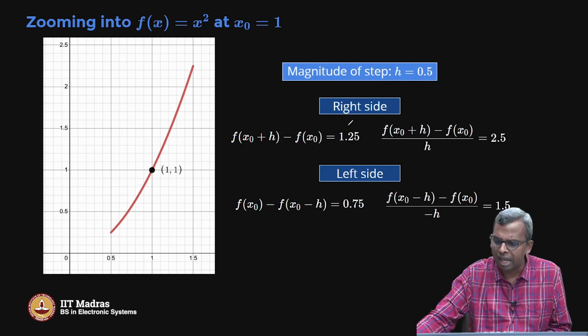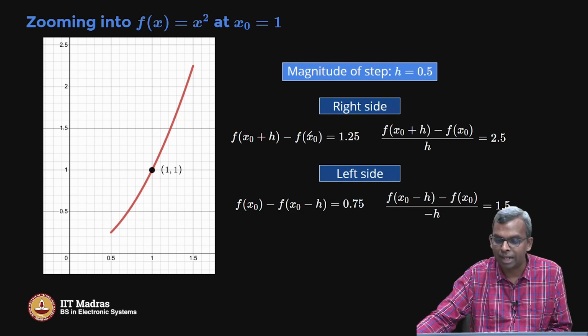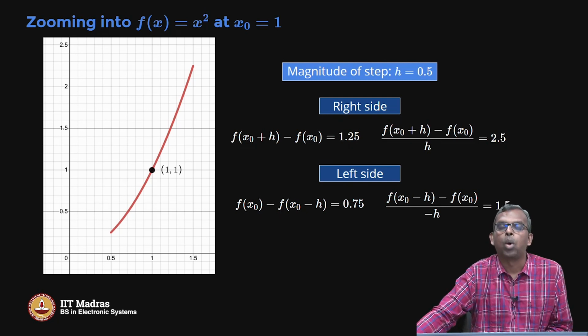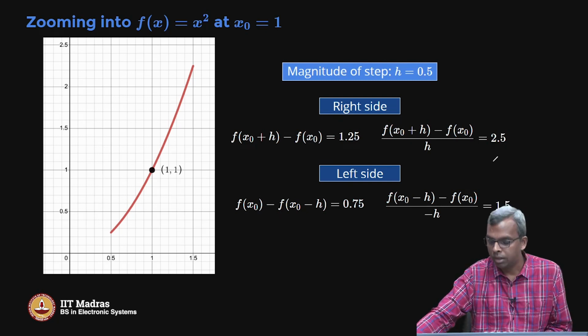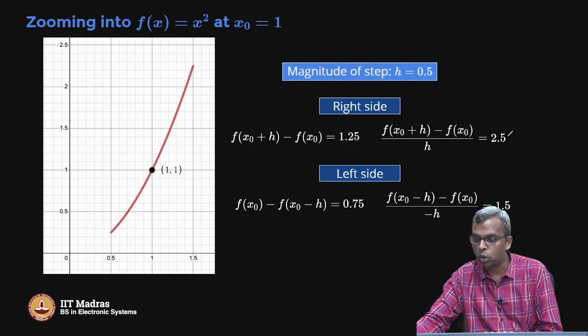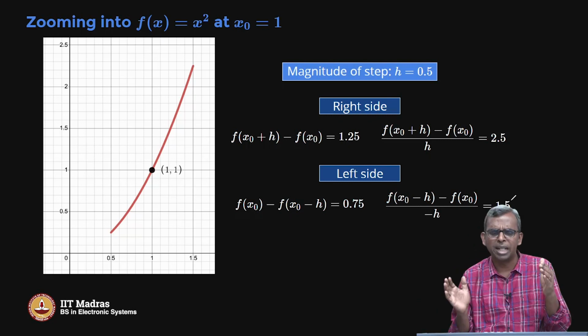So now I can repeat the same calculation again. On the right side I had a jump of 1.25. I have to divide it by 0.5 now, right? That's how I get the slope. It's 2.5. The slope on the left hand side: I got 0.75, right? You can do this subtraction. You get 1.5. Is that okay? So notice the previous one had 3 and 1. This one has got 2.5 and 1.5. The slopes are getting closer now.